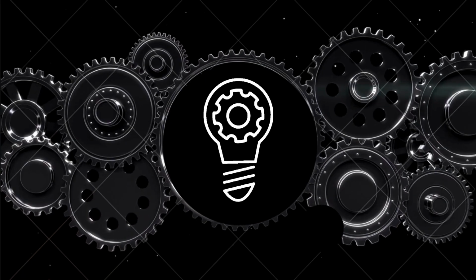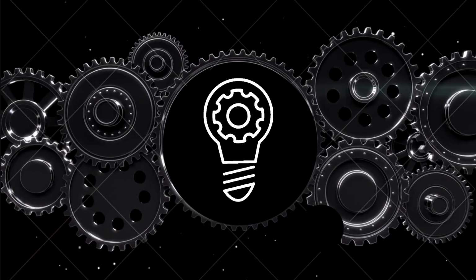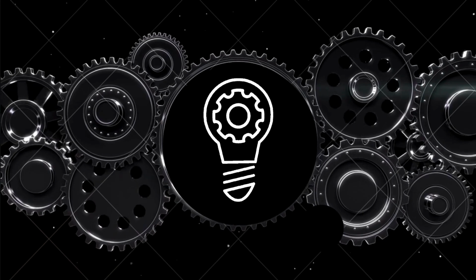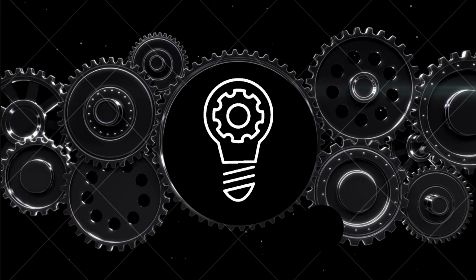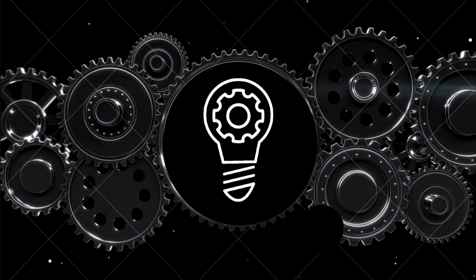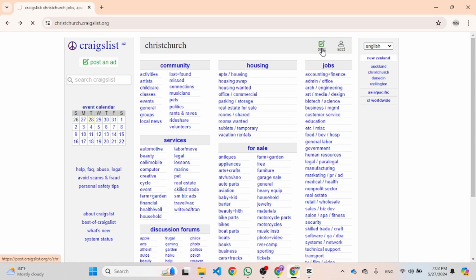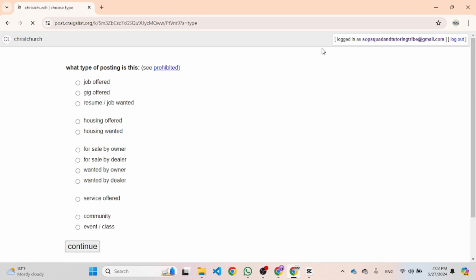Want to know how to get freebies on Craigslist? Let's get started. First, open a browser and go to www.craigslist.org. Once you are there, click on Post in the top left corner of the page.